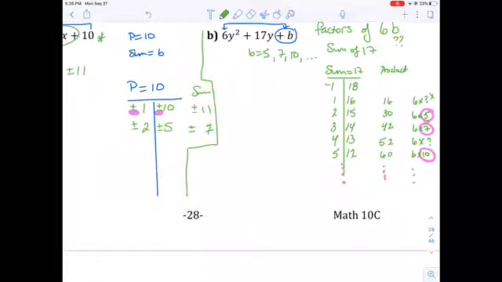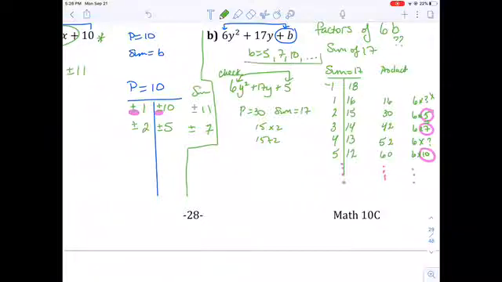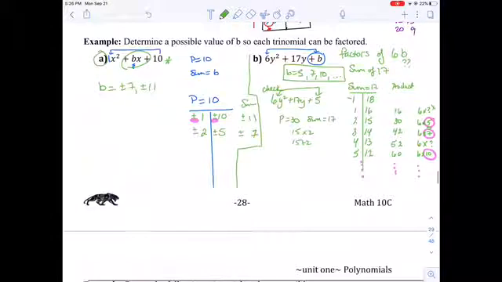So here, for example, let's put in 5. We just do a check here. 6y squared plus 17y plus 5, right? I'd be looking for a product of 30 with the sum of 17, right? And of course 15 times 2 will give me 30, and 15 plus 2 will give me 17. So that's just a bit of an example there. There's a few of our answers for that one.